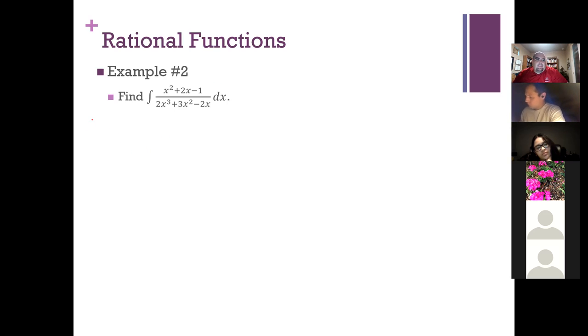But now from here, and you're going to see a trend, I'm not even going to carry that integral with me. Really the first step for the majority of these is breaking them down into smaller fractions. So I can factor out an x from here, and I get 2x squared plus 3x minus 2.